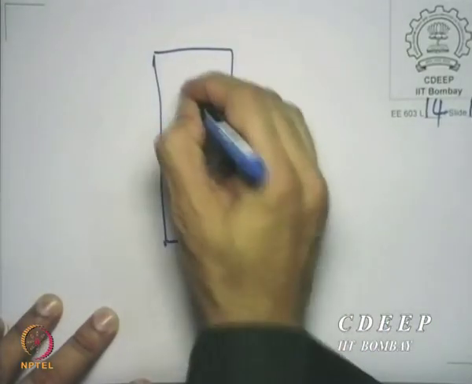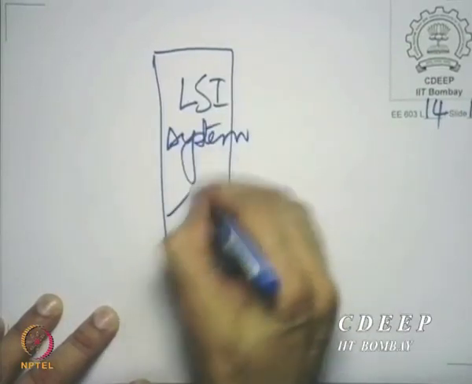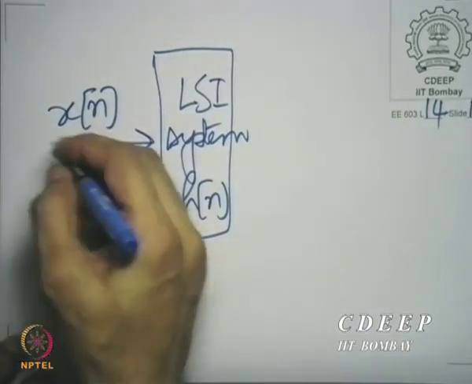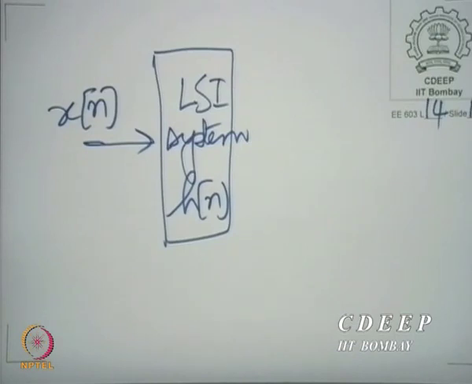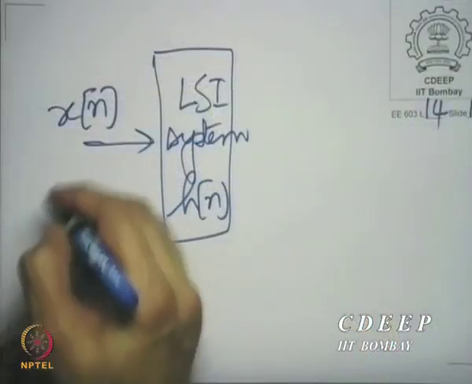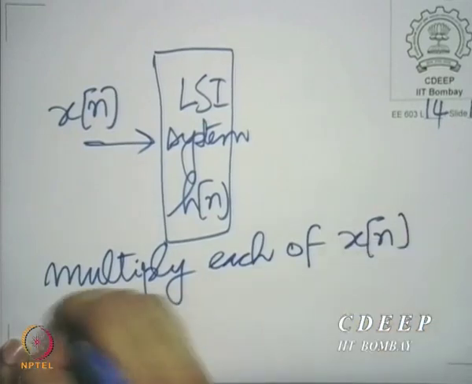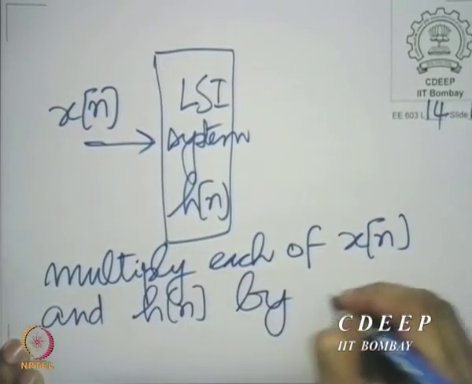Now, you see, we can also give this an interpretation. What we are saying is that if you have a linear shift invariant system with impulse response h[n], and if you have a sequence x[n], as such, x[n] and h[n] may not have discrete time Fourier transforms. But again, you could encapsulate these tigers in a cage, multiply them by suitable exponentials. So, you could multiply each of x[n] and h[n] by a suitable r raised to the power minus n.